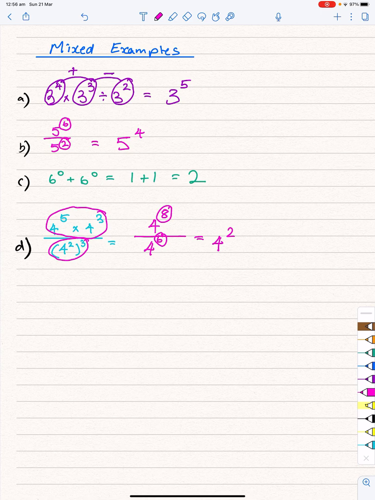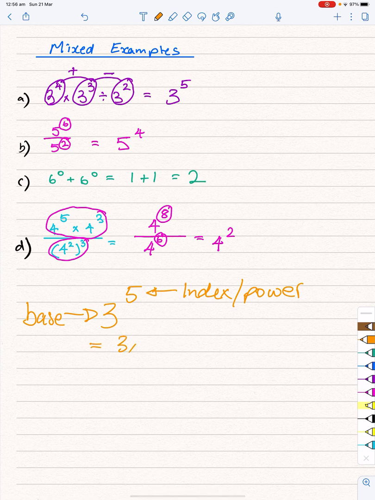So these were our index laws. Indices are numbers with powers. So the numbers at the bottom are our base, that's what's being multiplied, and the number at the top is our index or our power, and that's how many times it's being multiplied together. So 3 to the power of 5 is 3 times 3 times 3 times 3 times 3, 5 times.